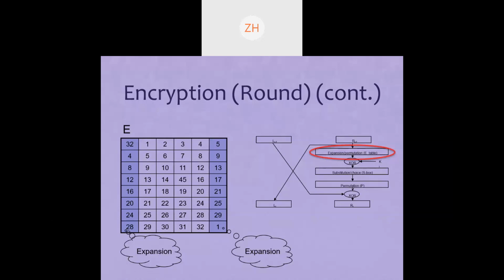16, 8 on each inner side. So 8 from the first column: 1, 2, 3, 4, 5, 6, 7, 8. And the last column as well, another 8, so it becomes 16 bits. Okay, so this is not a value. This is a bit position.